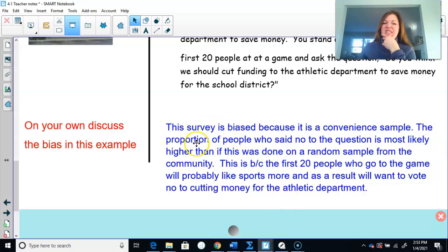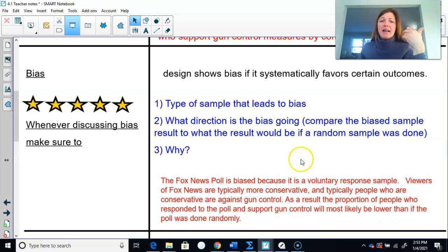This survey is biased because it is a convenience sample. The proportion of people who said no to the question is most likely higher than if this was done on a random sample from the community. This is because the first 20 people who go to the game will probably like sports more, and as a result, want to vote no to cutting money for the athletic department. Again, I talked about the type of bias, which direction compared to if it was done randomly, higher or lower, and why. All right, let's move on.